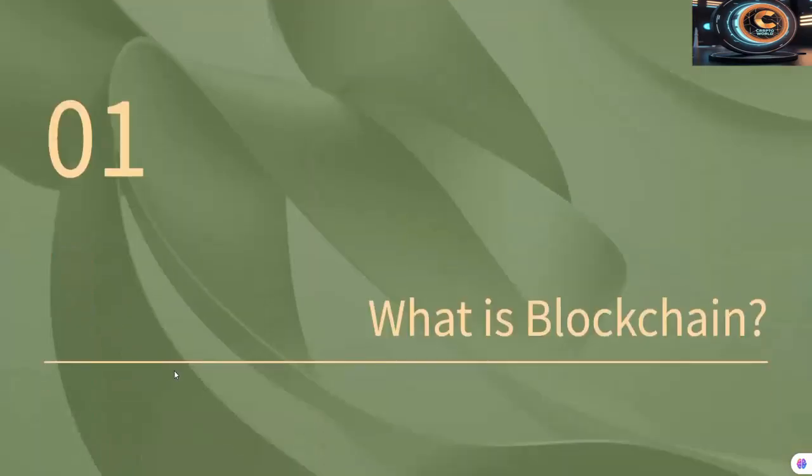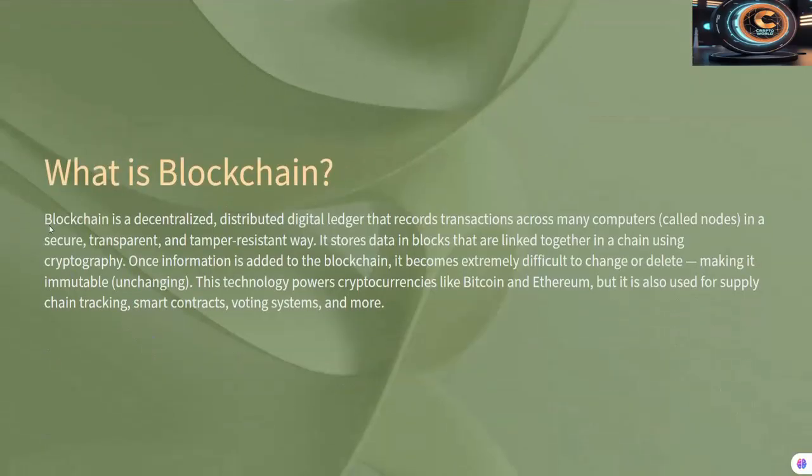What is blockchain? Blockchain is a decentralized distributed digital ledger that records transactions across many computers called nodes. In simple English, we can say that it is a system that is connected with many computers. These are called nodes, to do transactions of e-currencies in a secure, transparent, and tamper-resistant way.